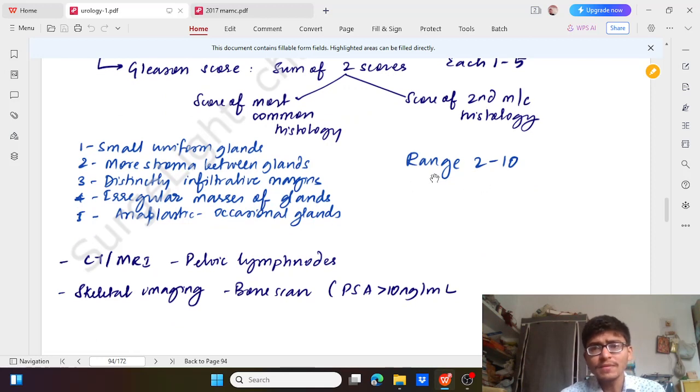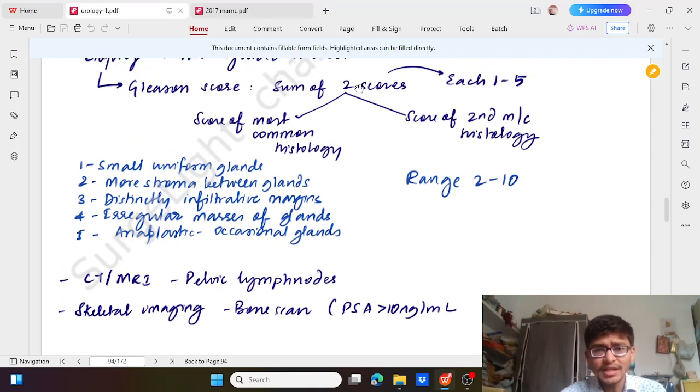So the total score will range from 2 to 10, and these 5 grades which each of the scores can have, we'll see them in detail. So 1 is small uniform glands, 2 will be more stroma between the glands, 3 will be distinctly infiltrative margins, 4th will be irregular masses of glands, and 5th will be anaplastic with occasional gland.